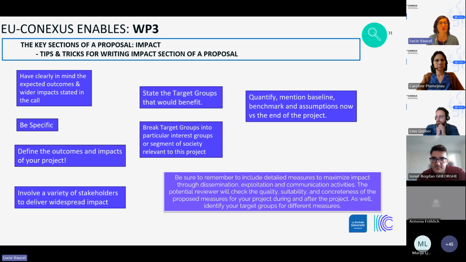You will see that later with Lino, but sometimes it's really easier and makes things more understandable for a potential reviewer to present all those measures, dissemination, exploitation, and communication measures, in a specific table indicating the target groups, the measure, and the expected results. And you will see that later with Lino.